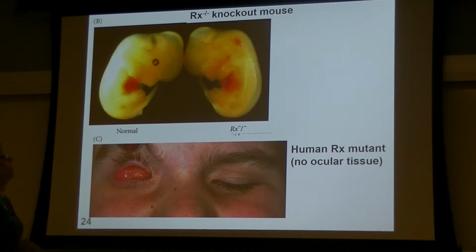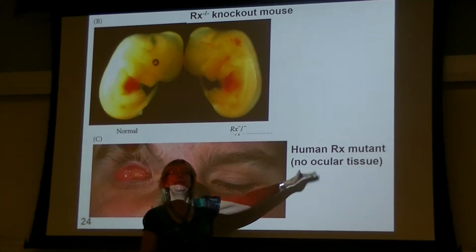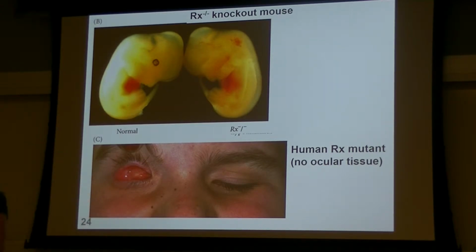So now PAX6 could still be expressed differently in different tissues, such as something needed for survival. But in this particular case, if we can knock out PAX6 in the eyes, at least we don't get any eye development. And in humans, there actually is an RX mutant phenotype out there, and it's a developmental disorder where they don't develop ocular tissue. So it's kind of interesting to see that these same pathways seem to be in play in human embryos as well.